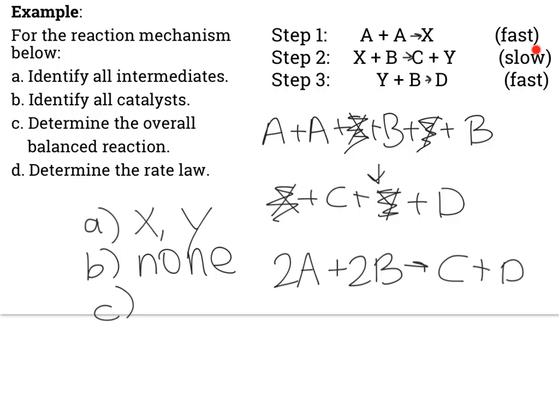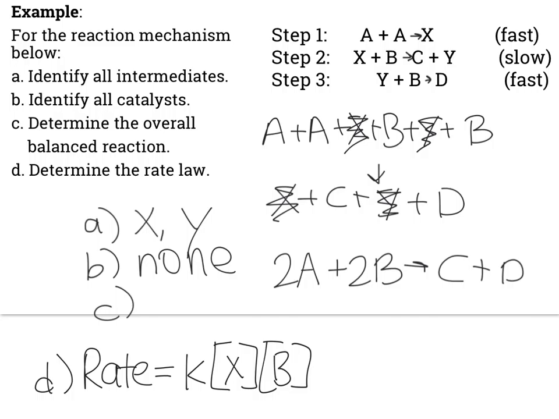Now, our rate law is just going to be based off our slow step. Well, that's not too bad. That gets us rate equals k times X B. Now, here's the slight issue. Rate laws are based off the reactants of an equation. X isn't either of our reactants, which means we've got to do a little bit more work.